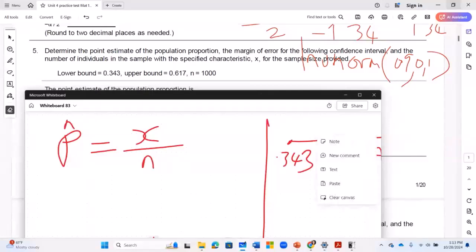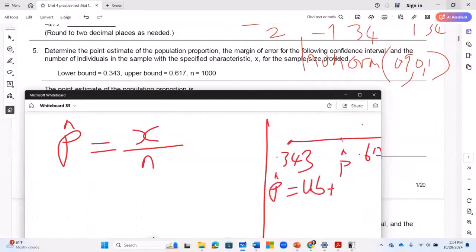The midpoint of the line is p hat. So if I can find p hat, which I can, p hat is actually the lower bound plus the upper bound divided by 2. And I already know them. The lower bound is 0.343. The upper bound is 0.617. Then I'll get the p hat.